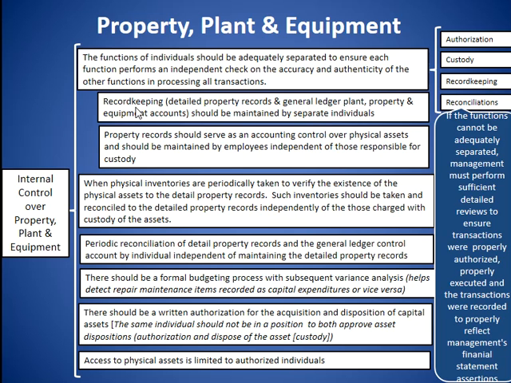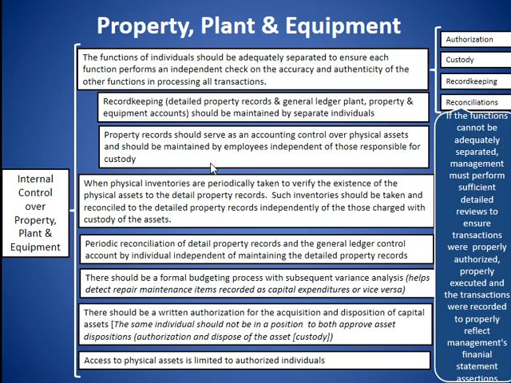First of all, record keeping. Detailed property records and the general ledger plant, property, and equipment accounts should be maintained by separate individuals. In other words, the record flow into the detailed property record and the general ledger account should be recorded by separate individuals, and then those accounts should be reconciled on a monthly basis to make sure that there's not been a mistake in either account.